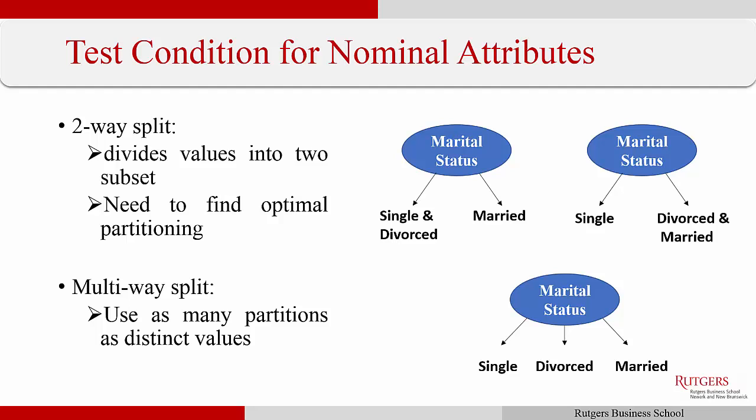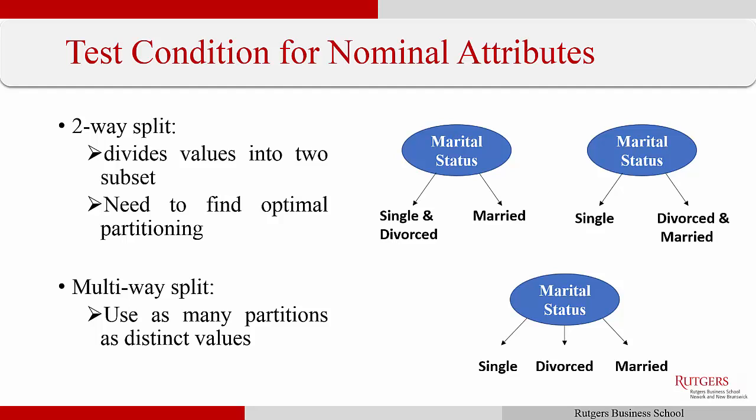If we want the 2-way split, we just divide the values into 2 subsets, but we need to find the optimal partitionings. For example, for the attribute marital status, we can divide it in 2 parts. The first is single and divorced, and the second part is married. Also, we can put the single records in one group and the divorced and married in another group. And we need to find which one is the optimal split of this attribute.